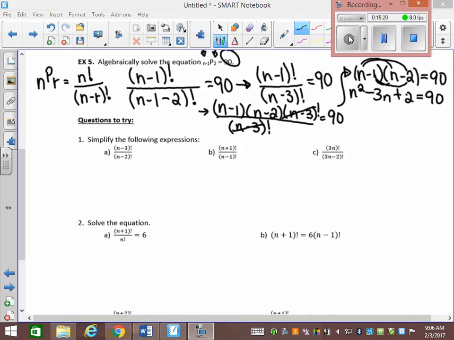Move the 90 over, n squared minus 3n minus 88 equals 0. And is it 8 and 11? n minus 11, n plus 8, n equals 11, n equals negative 8. That's not possible. So n equals 11.